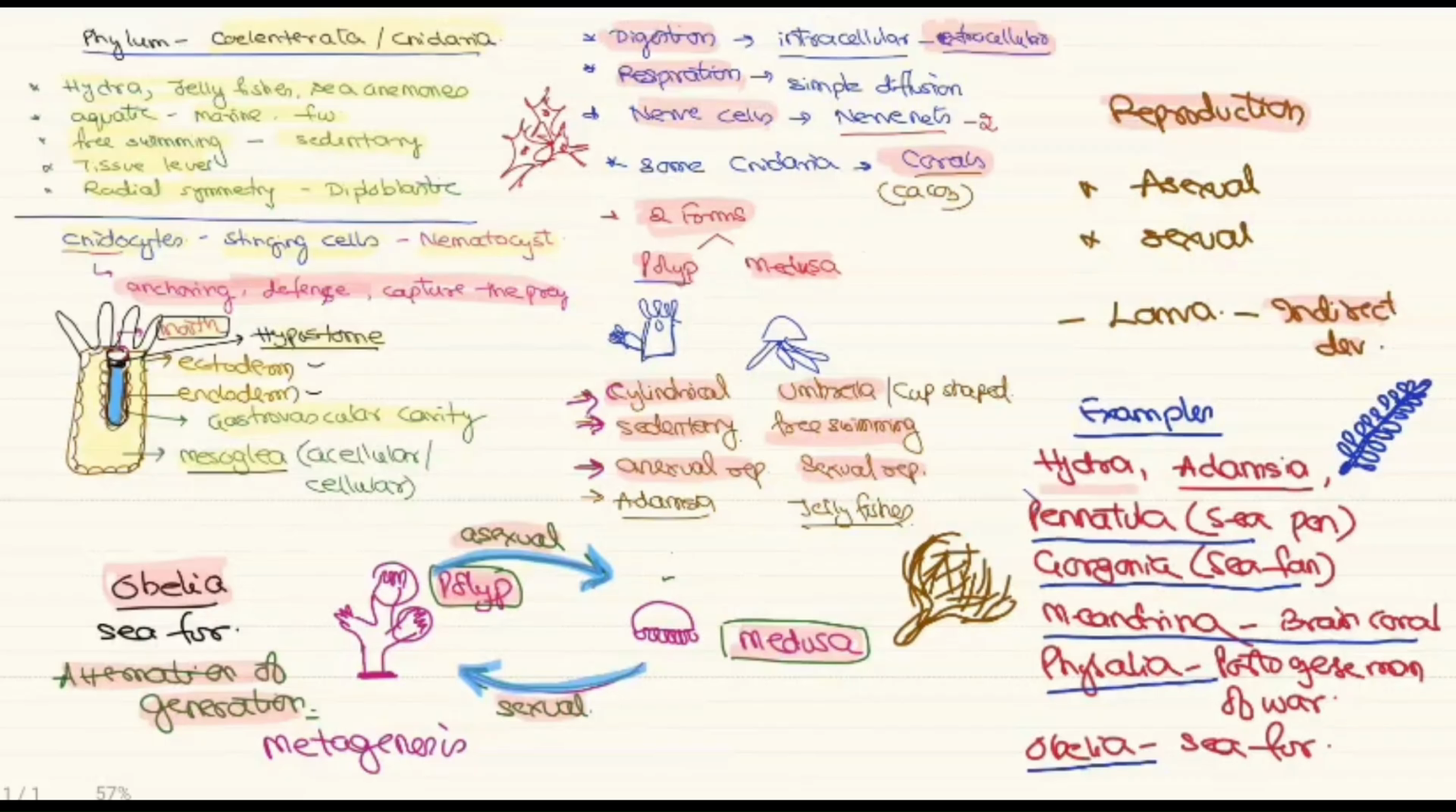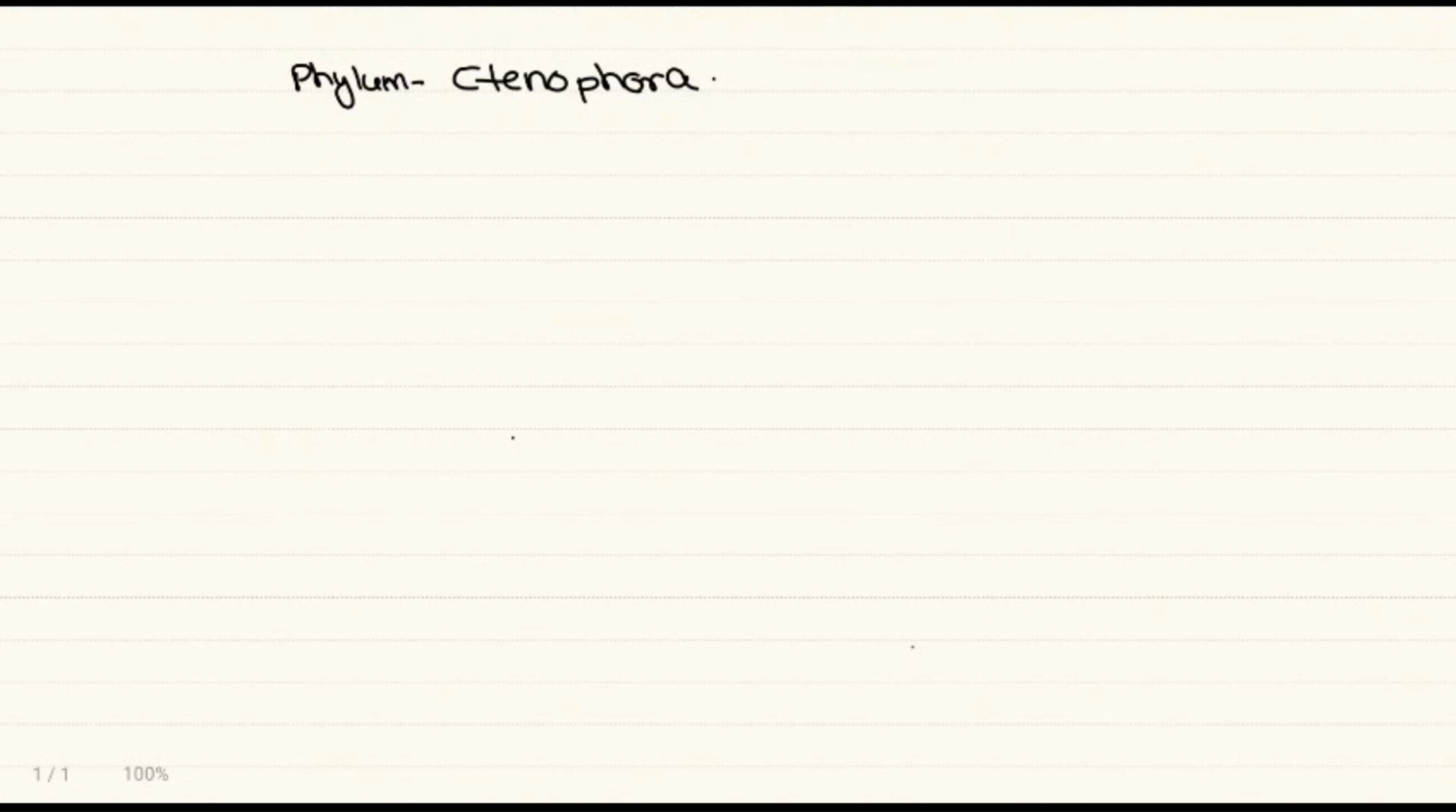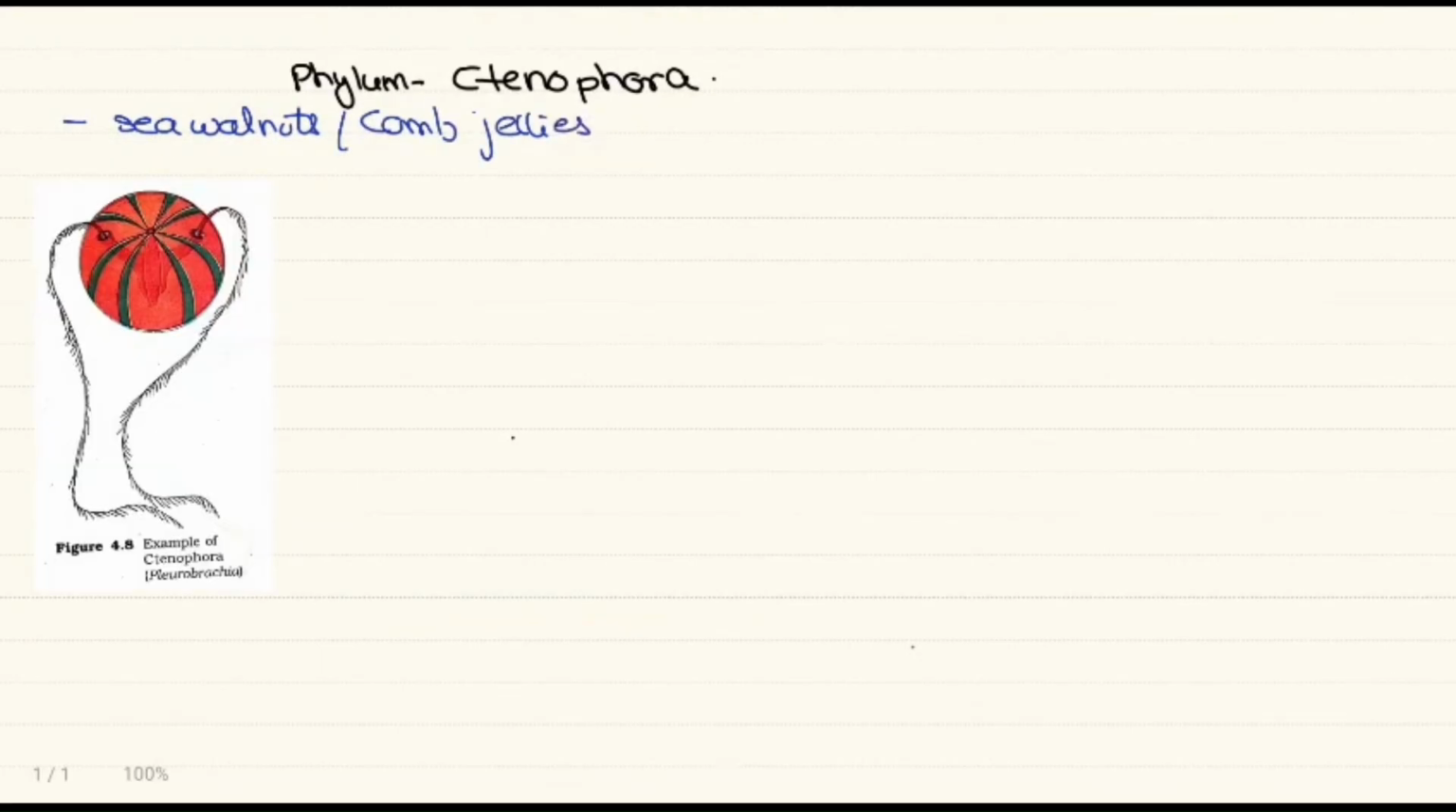Let's continue with the next phylum, the Ctenophora. Phylum Ctenophora includes the common animals which are called as sea walnuts, also called as comb jellies. So as you can see in the picture, these are round shaped and these have 8 ciliated bands or comb-like structures which help in the locomotion. As we have these comb-like ciliated bands, we call them as the comb jellies, right?